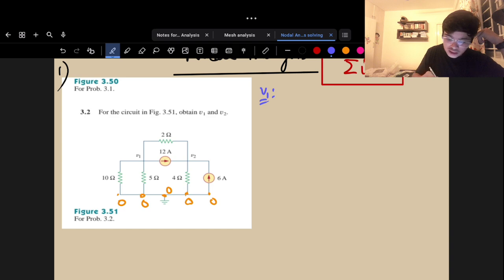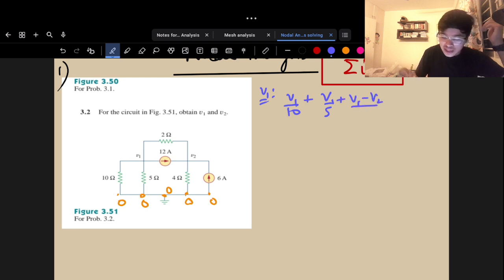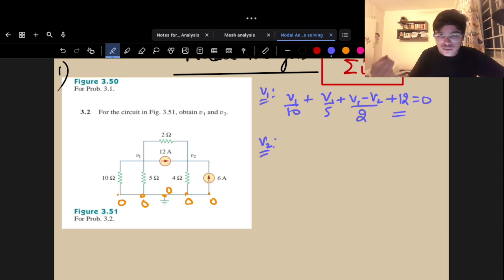So for this particular branch, the expression for current will be delta V, that is V1 minus 0 by 10. Now, similarly, for this one, it will be plus V1 minus 0 by 5, and plus V1 minus V2 by 2, and plus 12 amps, because I know the exact numerical value of this particular current, right? And let's write the equation for V2.